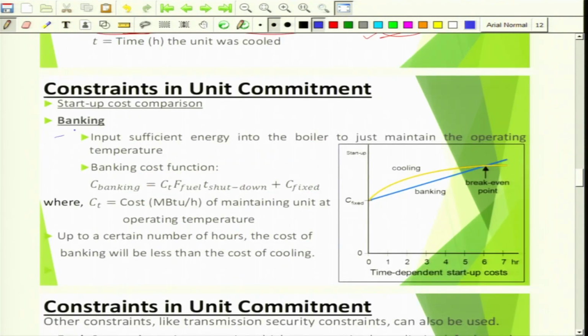Banking is inputting sufficient energy into the boiler to just maintain the operating temperature. It's like keeping a vehicle in a zero state, not moving but turned on. You can see here there is a fixed cost and a banking cost for a long time. If you keep the vehicle on, the cost also increases. So you can see here after a certain point, we call it the break-even point, cooling is more economical as compared to banking, as the duration increases.